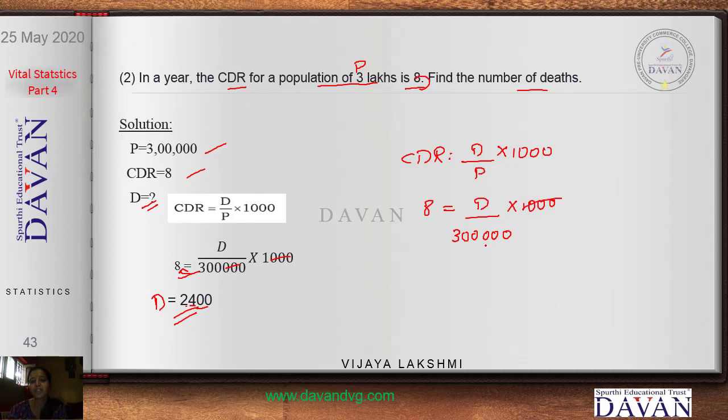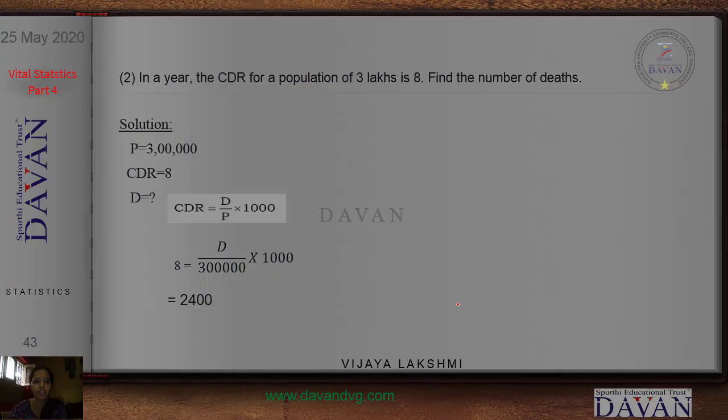So these 3 zeros get cancelled and you cross multiply, that is 8 into 300 is equal to D. So it is 2400 is the value of D. Okay. So we can also write this as D equals 2400. Hope I'm clear. We'll go to the next one.